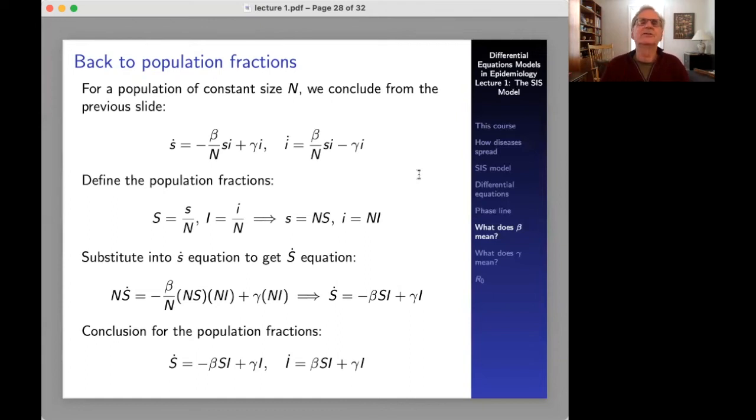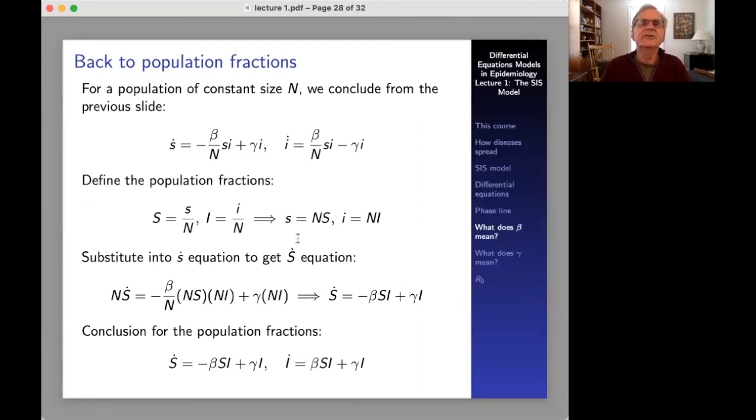How does this all relate to population fractions? Here's the population fractions. Capital S is just little s over n. That's the fraction of the population that's susceptible. Capital I is just little I over n. That's the fraction of the population that's infective. Another way to put that is little s is capital S times n if I multiply through by n. Wrote that here. And if I multiply through by n here, little I is n times I.